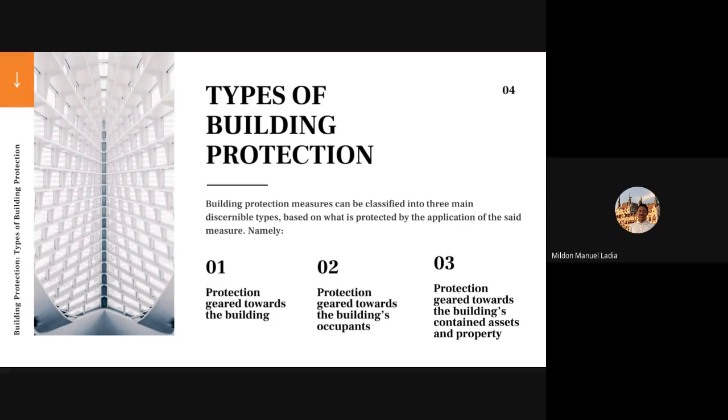The second type is protection that is geared towards the occupants of the building. So I think it's a requirement for most buildings nowadays to have a fire escape plan and an accessible fire escape route because that's in the interest of the people who are in the building. And the third is protection geared towards the building's assets and property. So you have security measures like, for example, in a museum, you have pressure plates, you have motion detectors, and such.